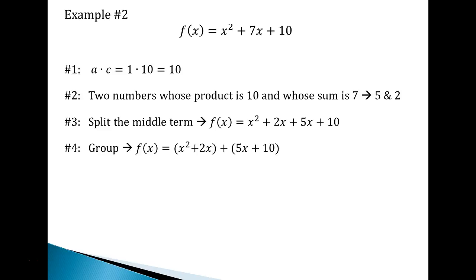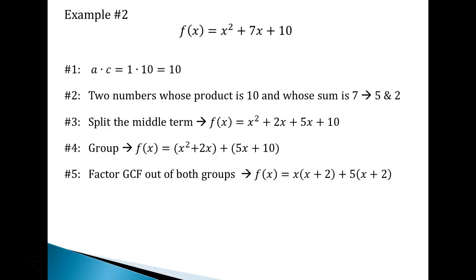Now it's time to group into two groups. So you can see I've used parentheses to do that, and I have x squared plus 2x in one group and 5x plus 10 in the other group. Next, I will factor the greatest common factor out of each group. X squared plus 2x share a common factor of x, so I'll factor that out. 5x plus 10 share a common factor of 5, so I will factor that out.